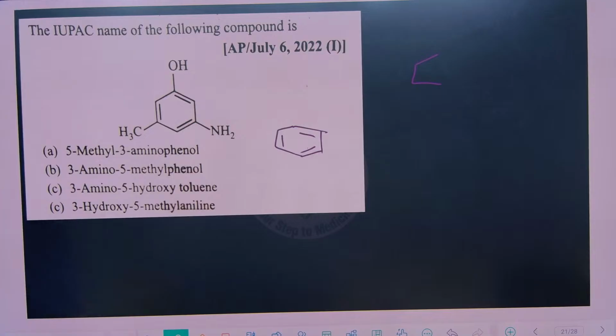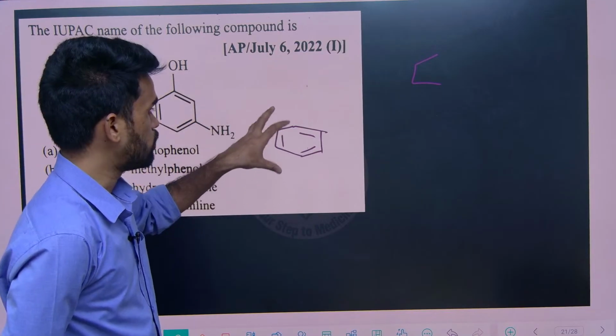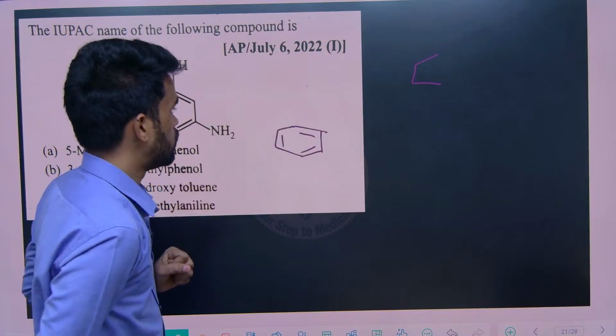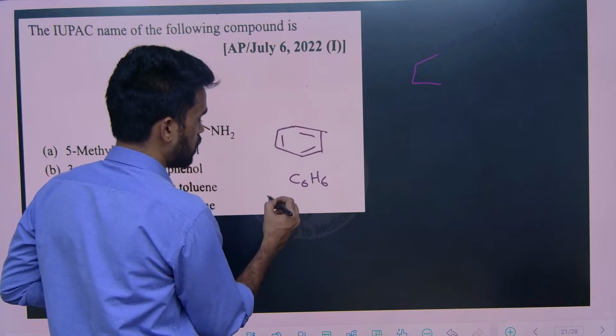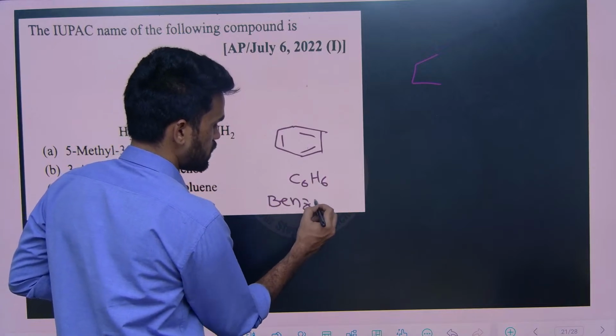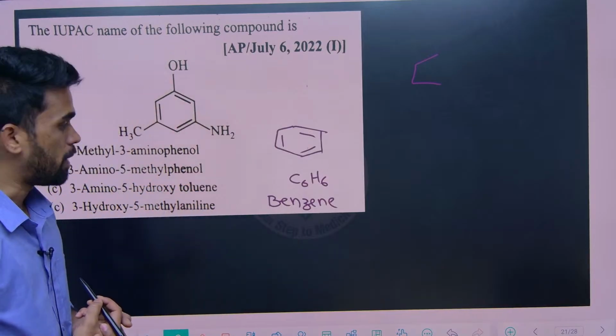So we are talking about aromatic compounds now. This is an aromatic compound. So we can say benzene. What is the formula of it? C6H6, which we call benzene. So benzene is its common name as well as the accepted IUPAC name also.